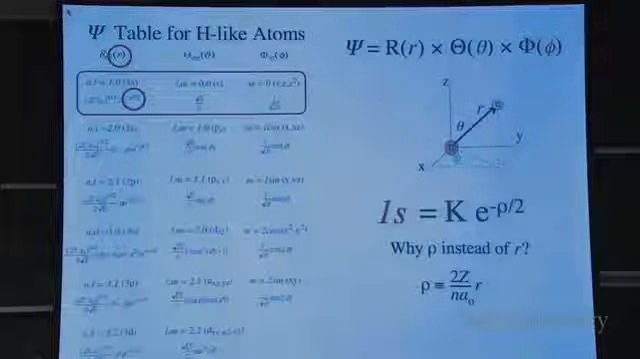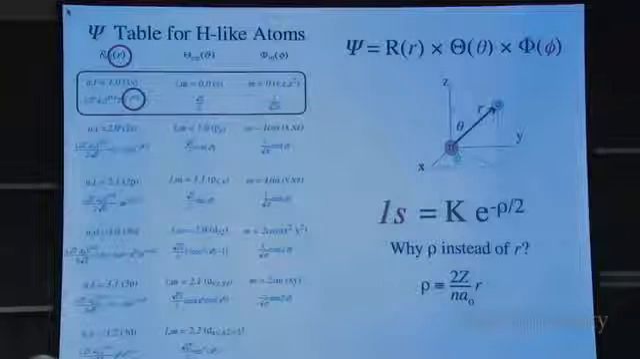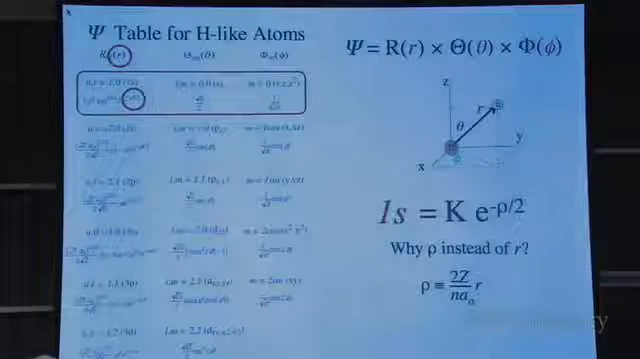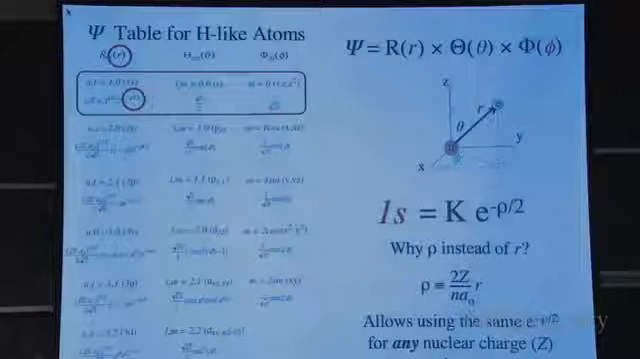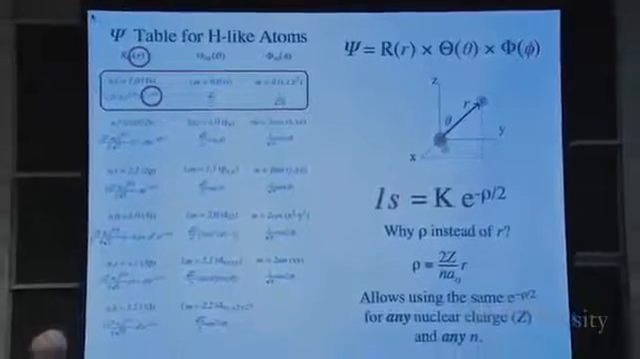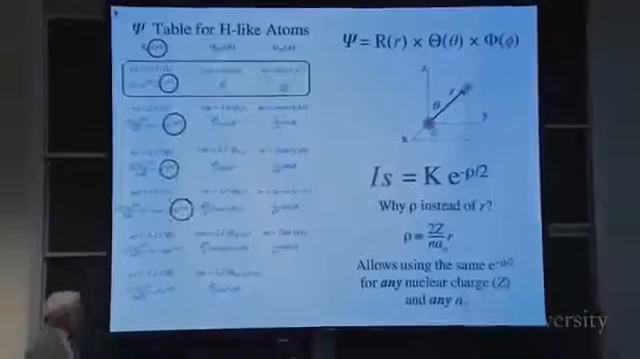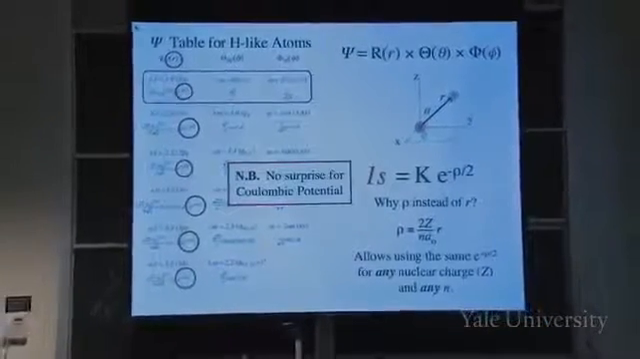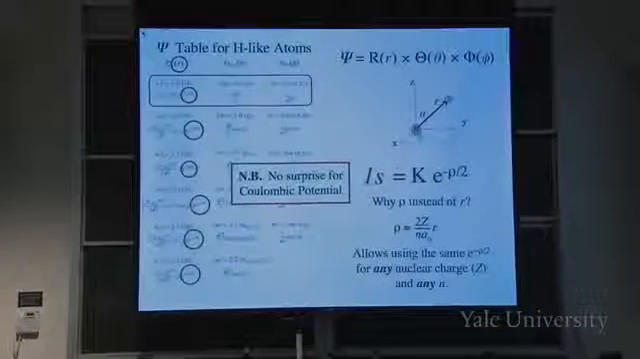So you get the same thing, so it makes the table very compact, right? Because you use the same thing no matter what atom you're dealing with. If you work in units of rho rather than r, that is, scale r to take into account the fact that you can have various nuclear charges, it allows using the same e to the minus rho over 2 for any nuclear charge Z and any n. And notice, every one of these has e to the minus rho over 2 on it.